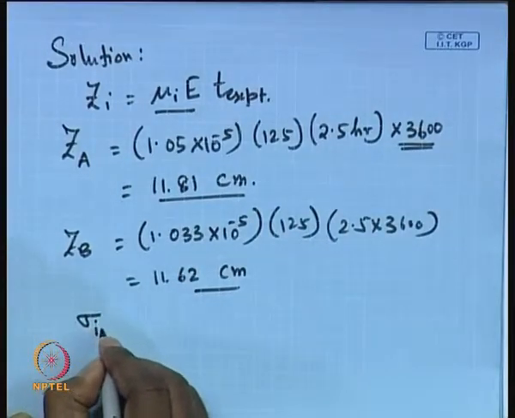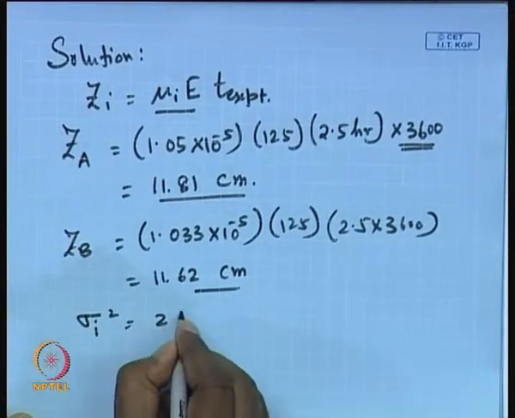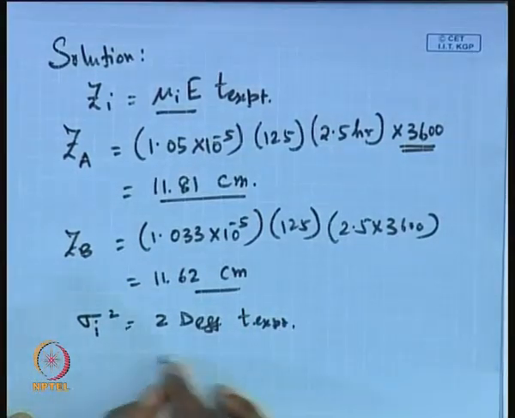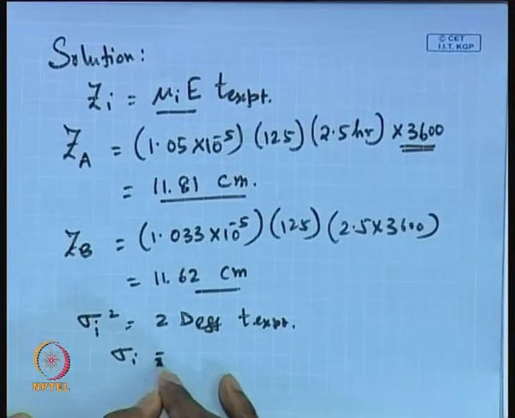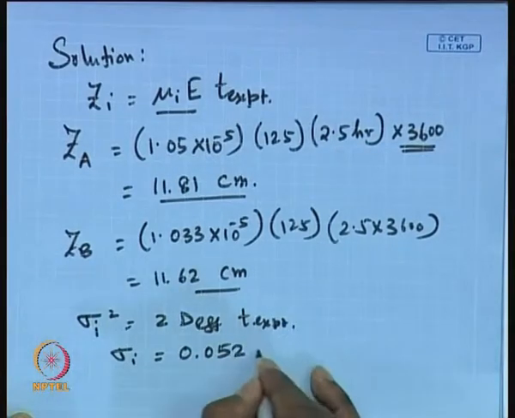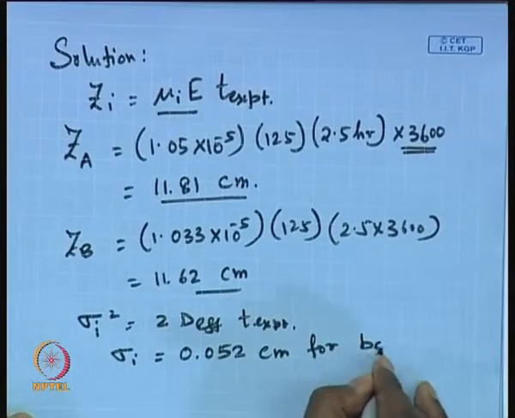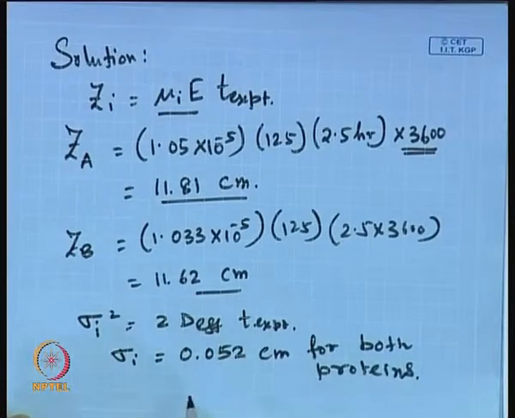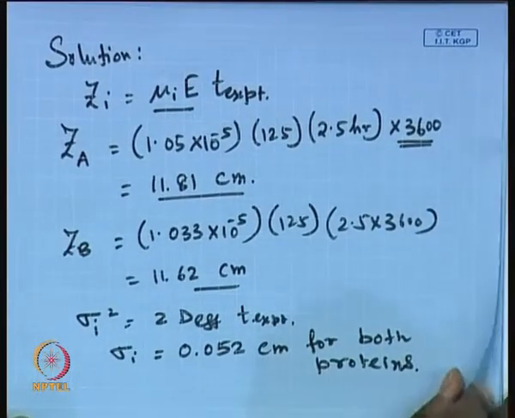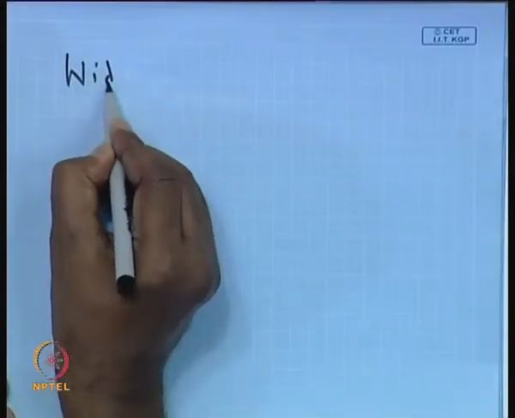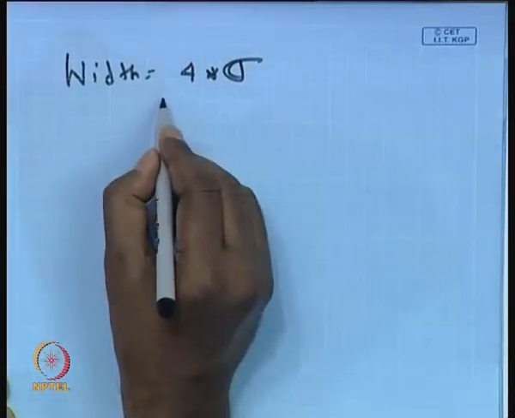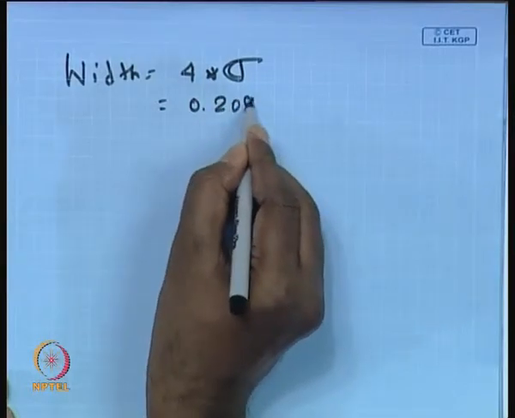Sigma I square is given as 2 D effective times T experimental, and if you put in the values, sigma turns out to be 0.052 centimeter for both proteins. And the width is nothing but 4 times sigma. That is the peak width, 4 times sigma, and this will be 0.208 centimeter.